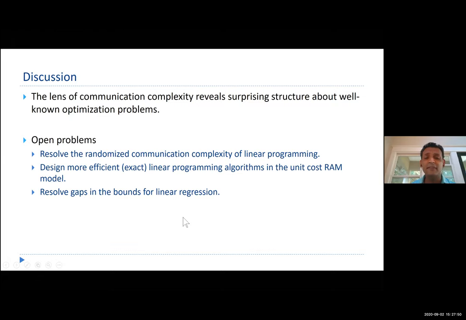Finally, the case of linear regression is of particular interest, and it would be great to resolve these gaps because that is also suggesting, maybe more strongly, the possibility of new algorithms. I'll stop here. Thank you.